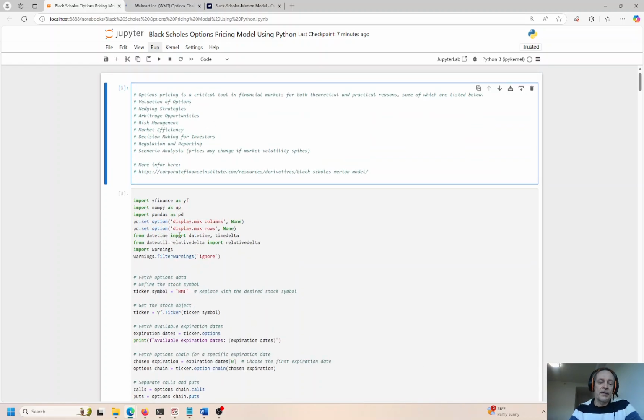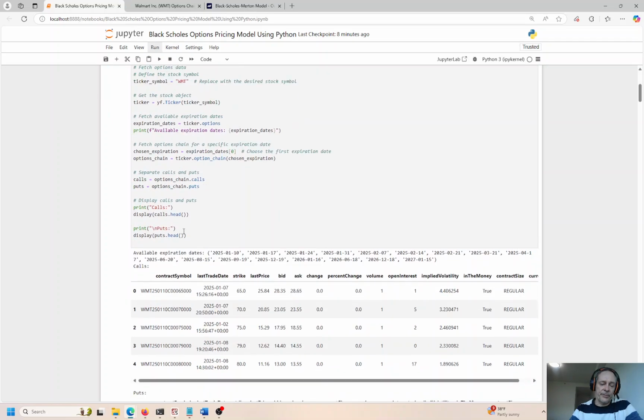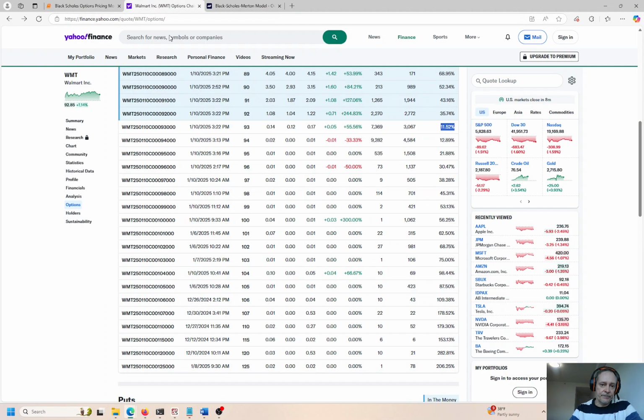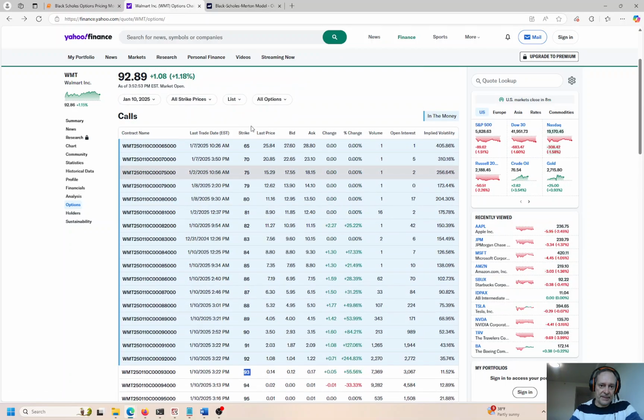So we know 4 of the 5 inputs to the Black-Scholes model. We know this with certainty, okay? So there are 4: the current stock price, we know that's 93. The strike price, you know that is right here. It's whatever you pick for the option. You know the strike price is 93. That's the one you pick, but you can pick any of these, right? You can pick 65 through 93.